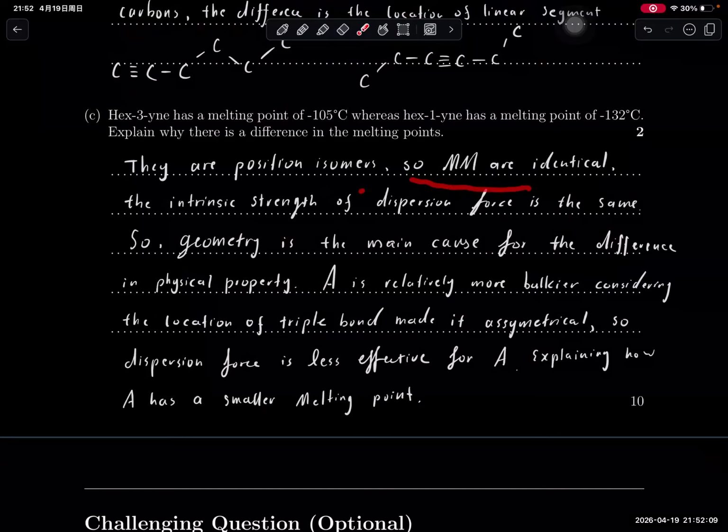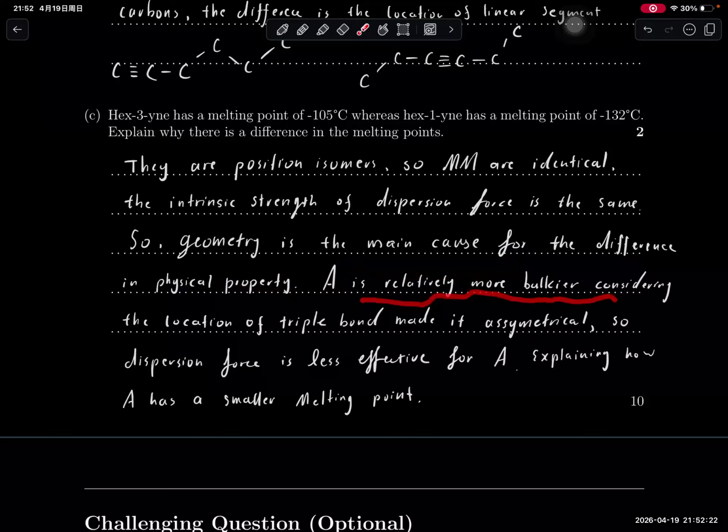Therefore, the molar mass is identical. The intrinsic strength of dispersion force is the same, right? So geometry is the main cause of this difference in physical property. A is relatively bulkier considering the location of the triple bond, which made it asymmetrical. Also, dispersion force is less effective for compound A. Okay, explaining how they have different melting points and boiling points.